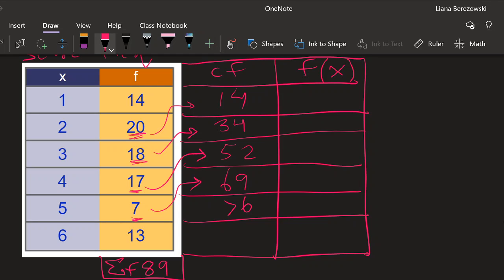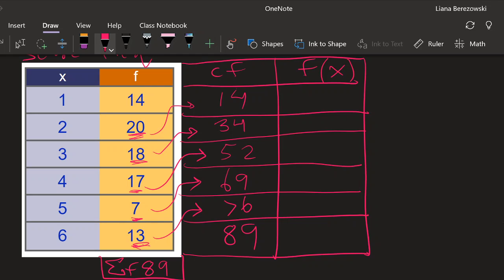76. And then our last score is 6, which has a frequency of 13, and I'm just going to add that to my last cumulative frequency, which was 76. Add those together, and I will end up with 89.